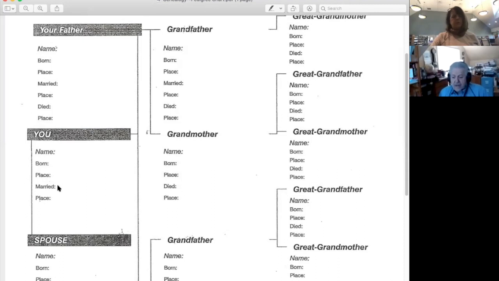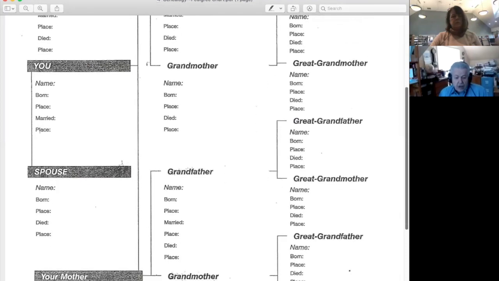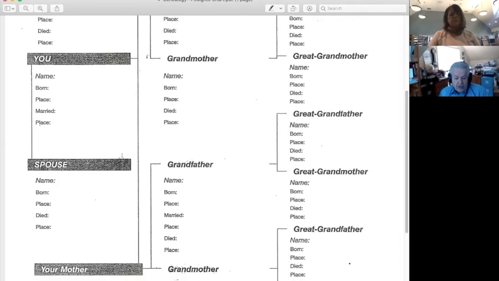If you're married, then the date that you were married, and then the place that you were married. If you are married, then you also put in the name of the person you're married to under, of course, spouse. But you notice that we only need to put name and born and place. We don't have to put married because that's already covered by you. And if your spouse has passed away, then you would put the death date and the death place there.